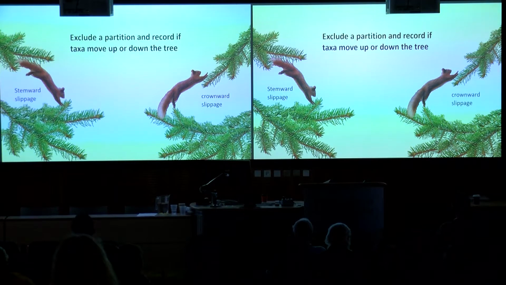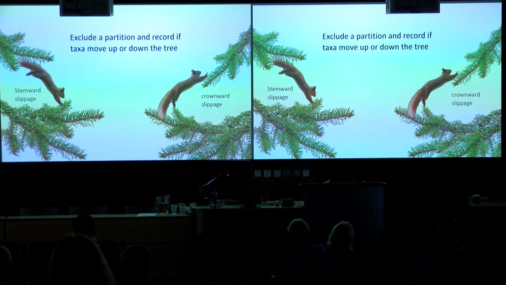by different partitions. So my next question was, if we exclude these partitions, would that then cause the taxa to move up or down the tree? And my thinking was that if you remove a partition which supports more superficial clades, surely this would cause the taxa to show stemward slippage and move down the tree. I also thought that if you removed a partition which supported more basal clades, then this would cause the taxa to climb up the tree, as in crownward slippage.